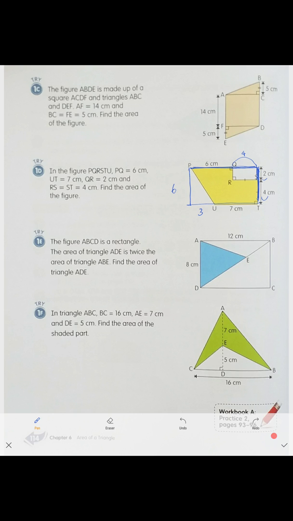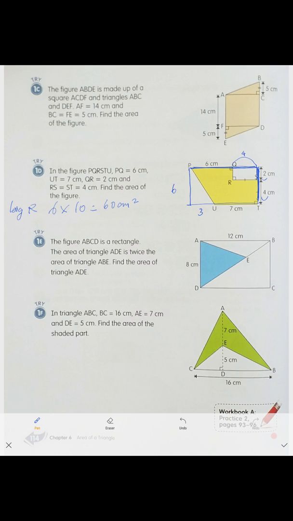First, the big rectangle, right? The whole thing. One side is 6, another side is 10, right? So 6 times 10 is 60 square centimeters. Right? Big rectangle.